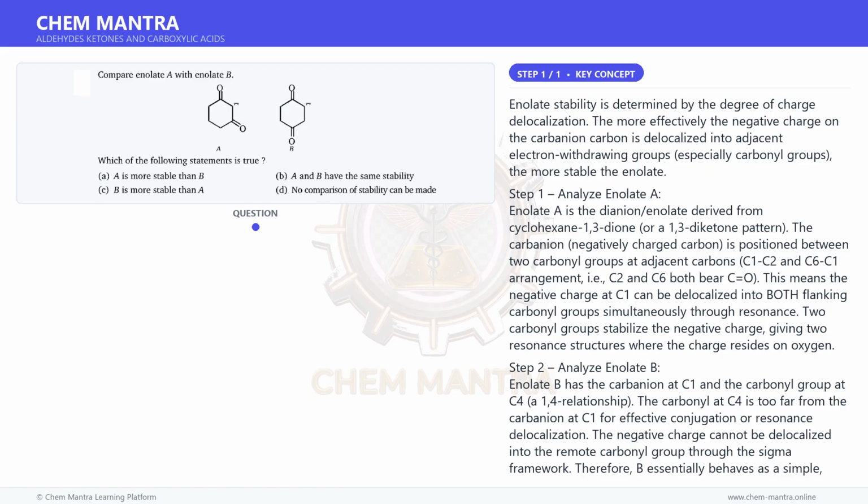Step 4. Why other options fail? B. They do not have the same stability. A is doubly stabilized by resonance. B is not stabilized at all by its remote carbonyl. C. B cannot be more stable than A since B lacks resonance delocalization. D. A comparison can indeed be made based on resonance delocalization principles.